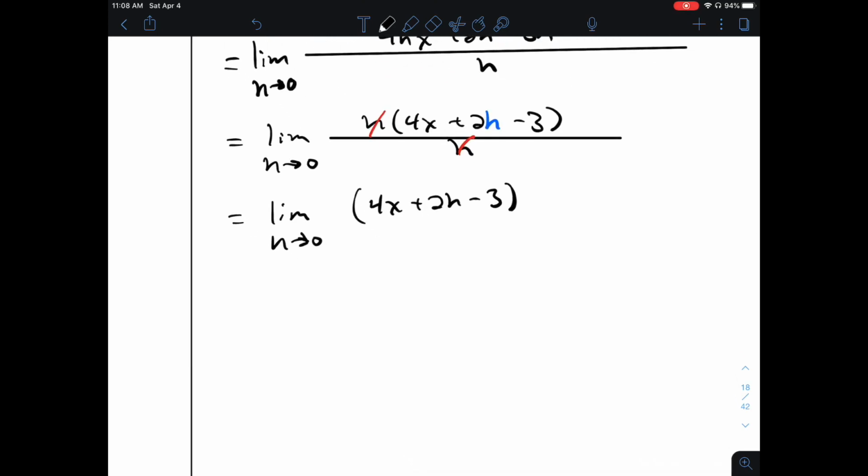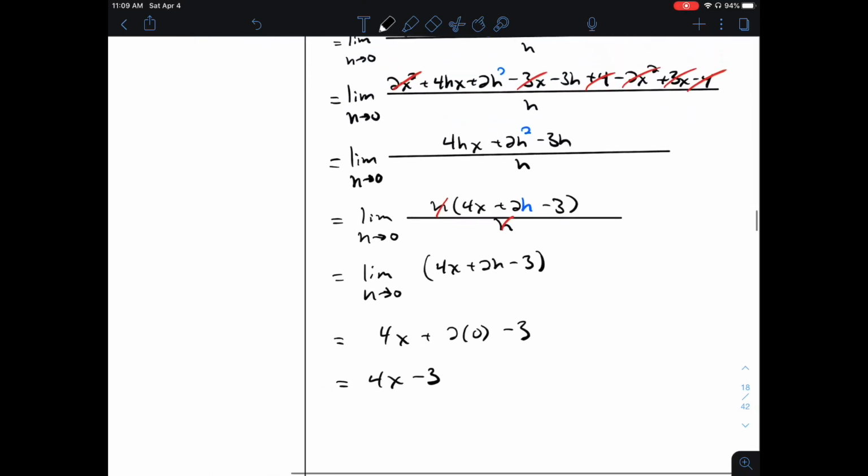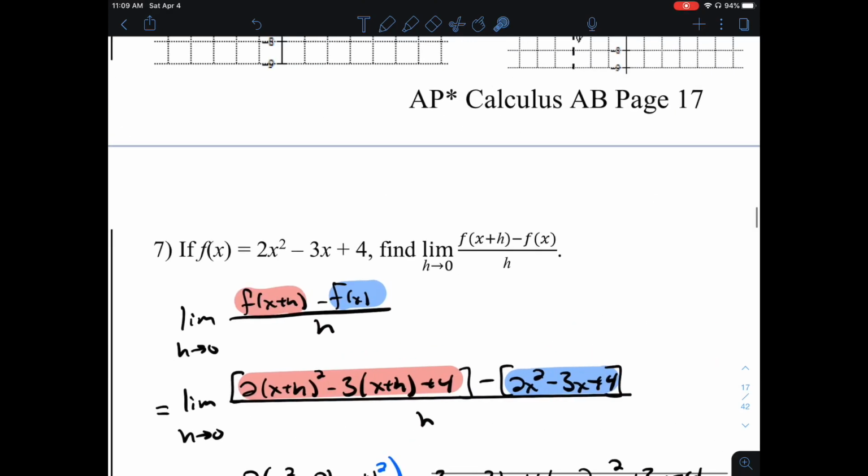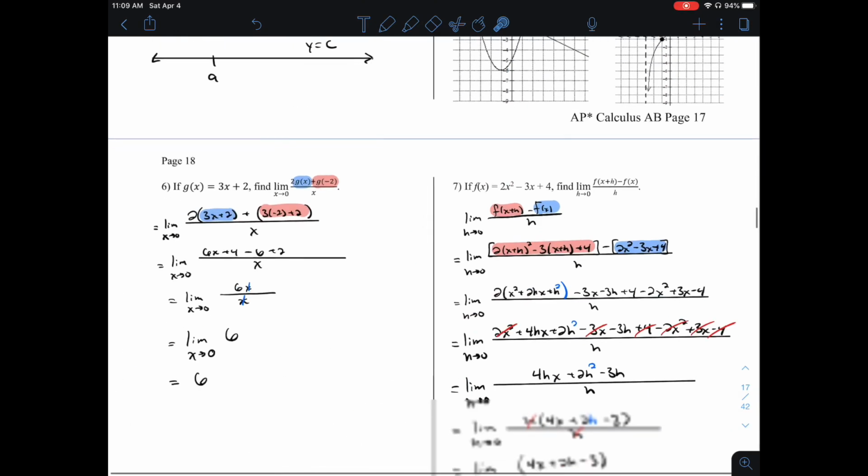1,000 pardons. Now to evaluate the limit, we're going to put 0 in for all of the h's. Once you do that, you stop writing limit notation. And we end up with this limit being 4x minus 3. Someday, hopefully soon, I will explain to you what this actually means. And it is wet.